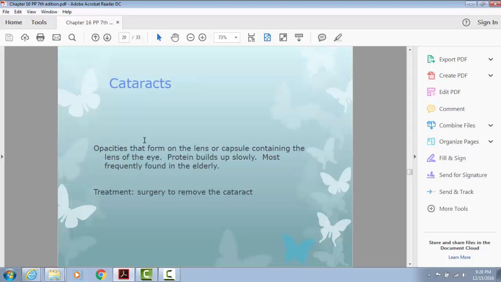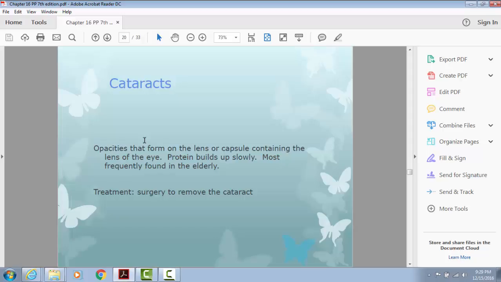Cataracts are opacities that form on the lens or the capsule containing the lens of the eye. Usually we see this with the elderly, but there are some patients who develop cataracts earlier in life, and it's caused by a protein that builds up slowly on the lens. So these patients will start to have changes in their vision.